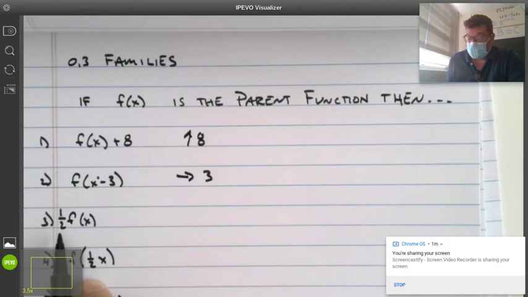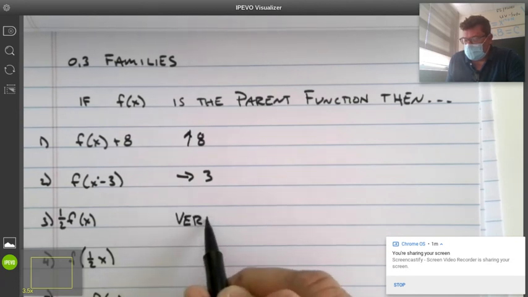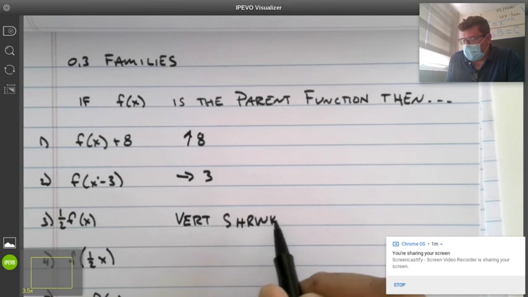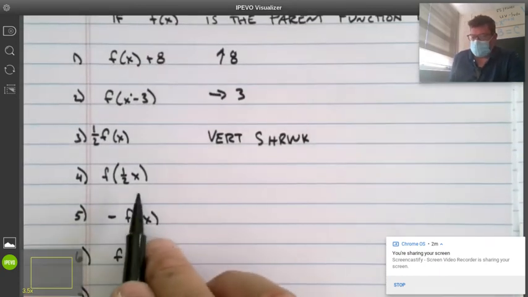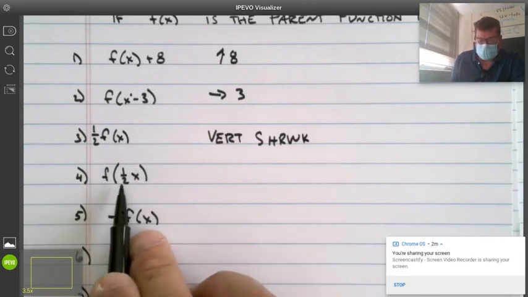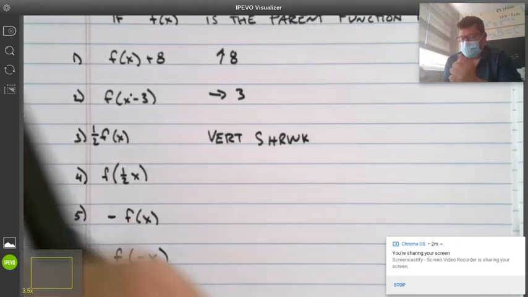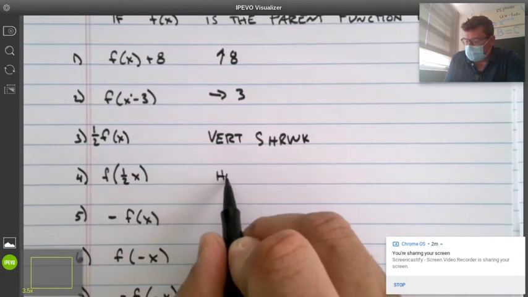We have to figure out why they're fat. If it's on the outside, it is vertical shrink. Or you can say vertical compression. Fractions out front make them fat, but if it's on the inside of this function, it's fat because of that horizontal stretch action. We've got horizontal and we're pulling it apart.